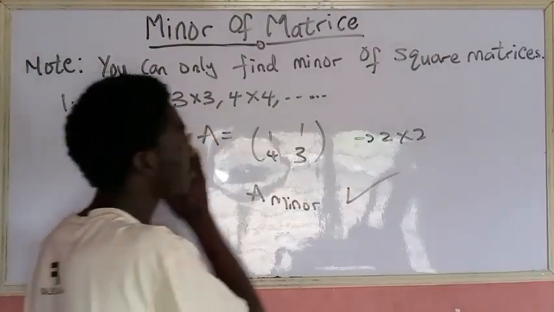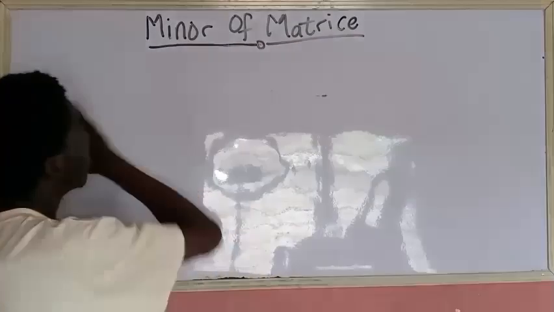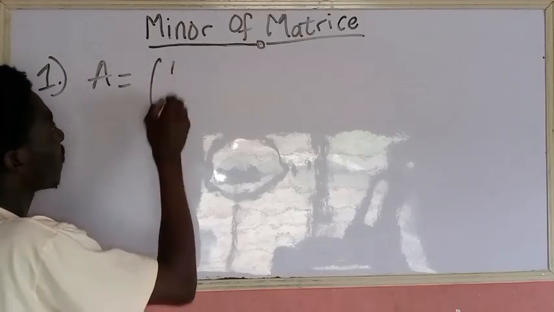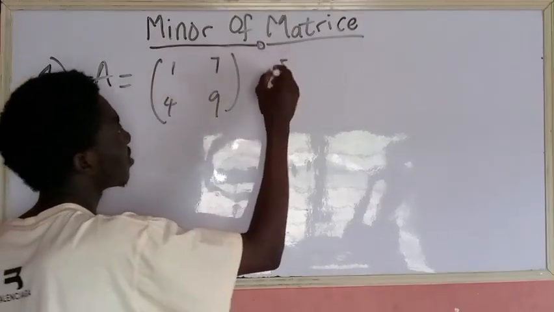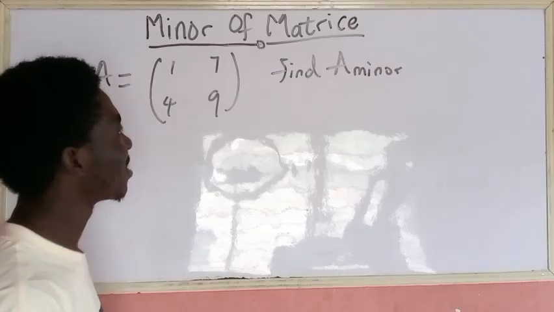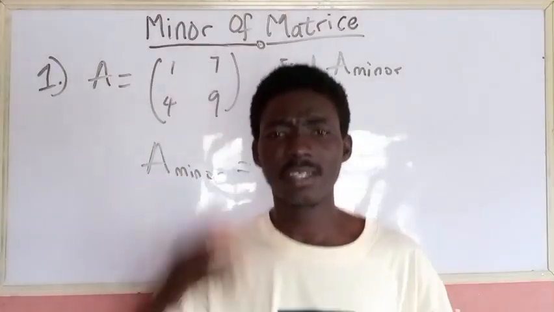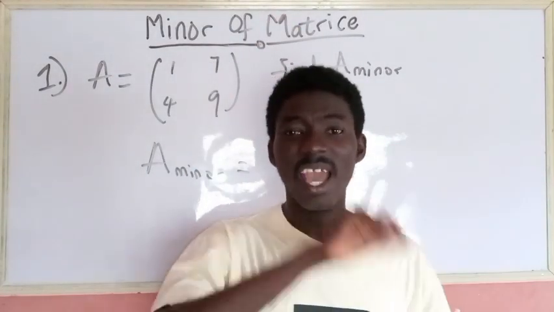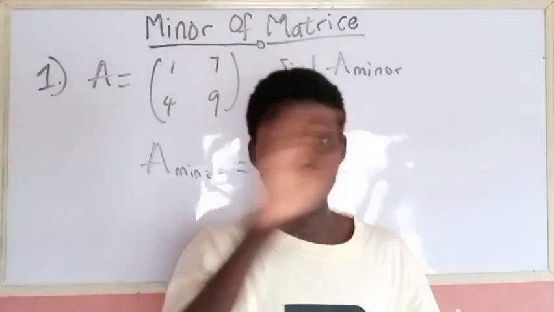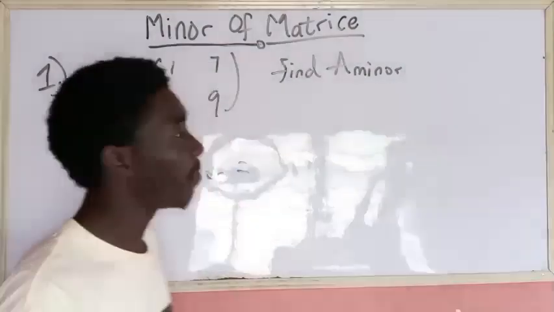Now let's go on to the video. A equals 1, 4, 7, and 9. Find the minor of A. How do you find the minor of a matrix? Very easy. The minor of a matrix is found by taking out the column and the row of a particular entry. Then for the remaining elements, you find the determinant. That is what we call the minor of a matrix. Let's check that out.